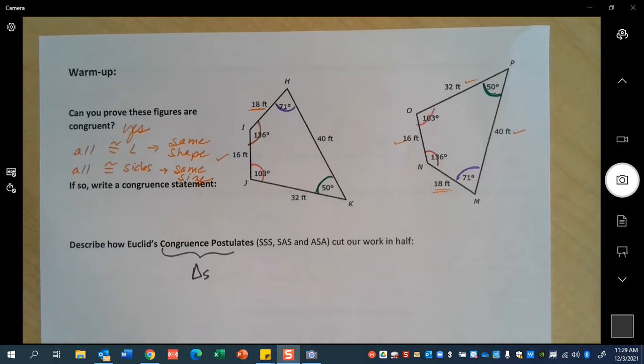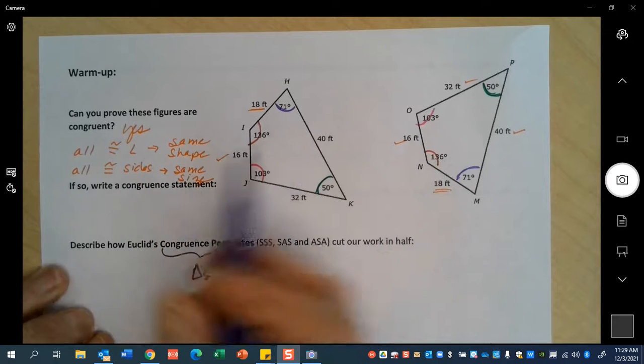If I had a figure that was 5-sided, how many pieces of information would I need? Sides and angles? 10. If I had a 10-sided figure, how many pieces of information would I need? 20, okay? So once I guarantee that all sides and all angles are congruent, I can write my congruent statement.